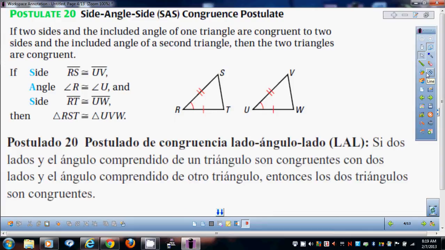If your angle, let's say it had been this one. See how it's not between the sides? So you could call that ASS. Then you can't use it. That is not a theorem. Now, we're going to dedicate a whole section for me showing you why you can't use that. It's not definitive. Well, actually, I could just show you right here real quick.